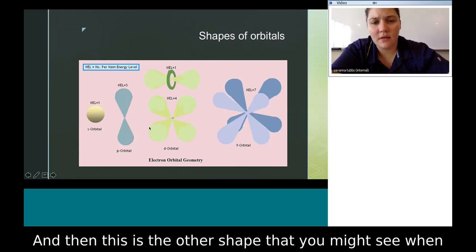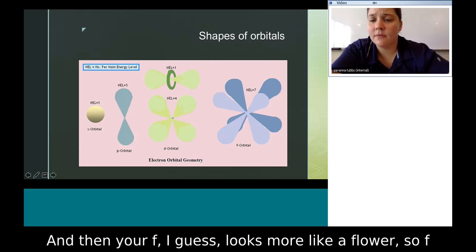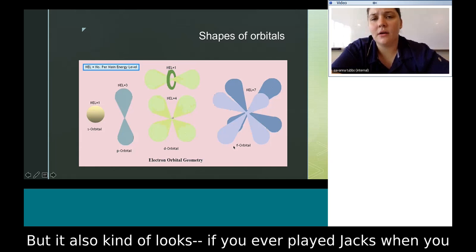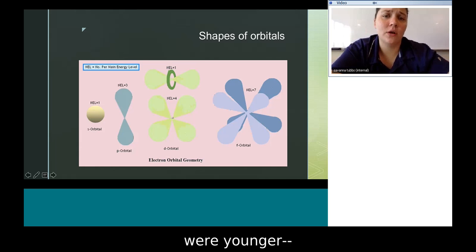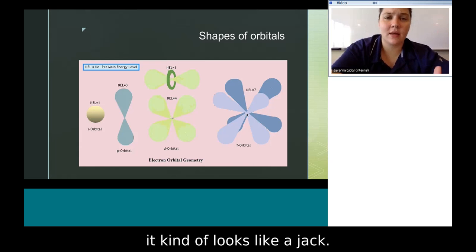And then this is the other shape that you might see when trying to identify it as well. And then your F, I guess, looks more like a flower, so F for flower. But it also kind of looks, if you ever played jacks when you were younger, those little metal things where you bounce the ball and pick them up, it kind of looks like a jack.